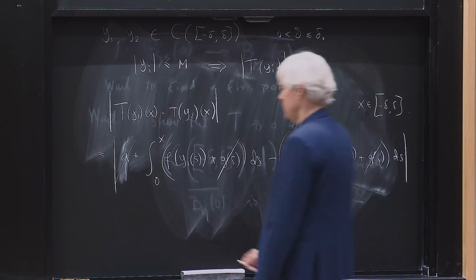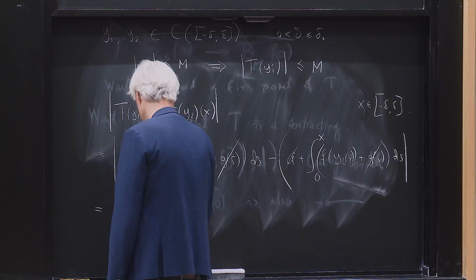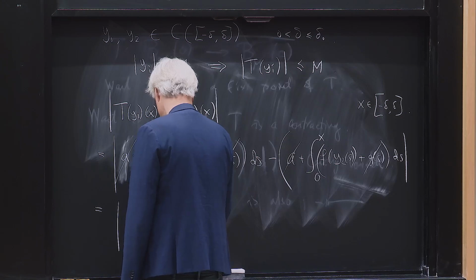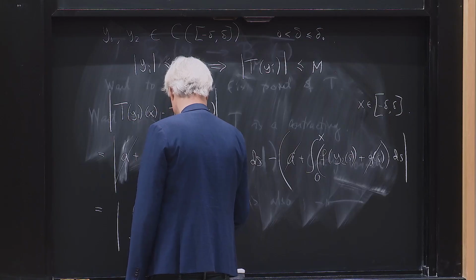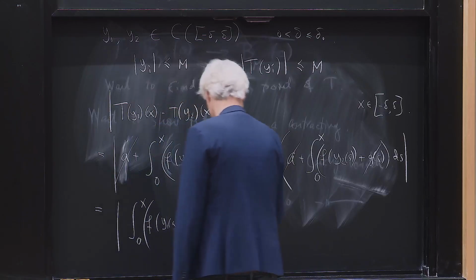So you are left with the absolute value of the integral from 0 to x of f of y1 of s minus f of y2 of s ds.